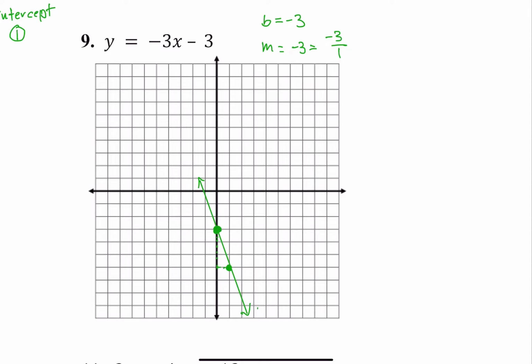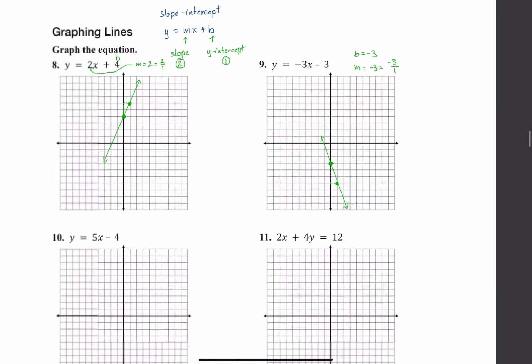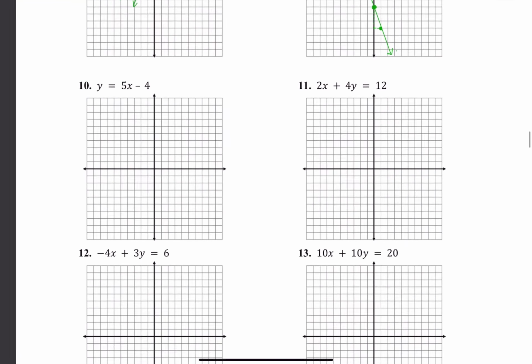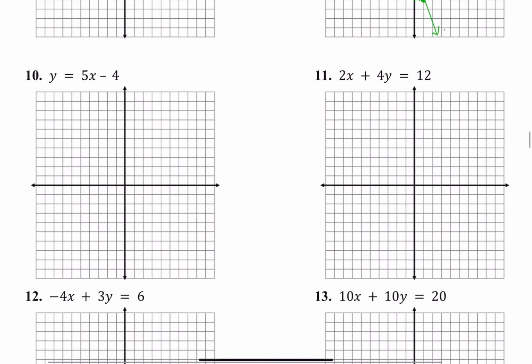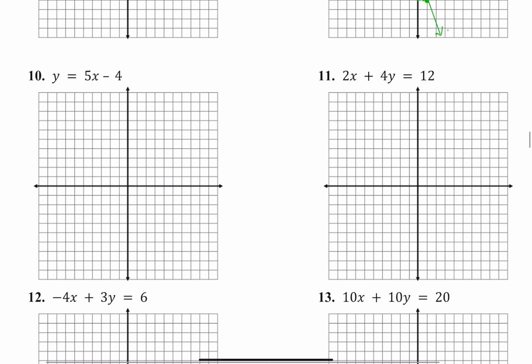Anyway, any questions on number 9? All right. You'll find that number 10 is very similar. Go ahead and try number 10.